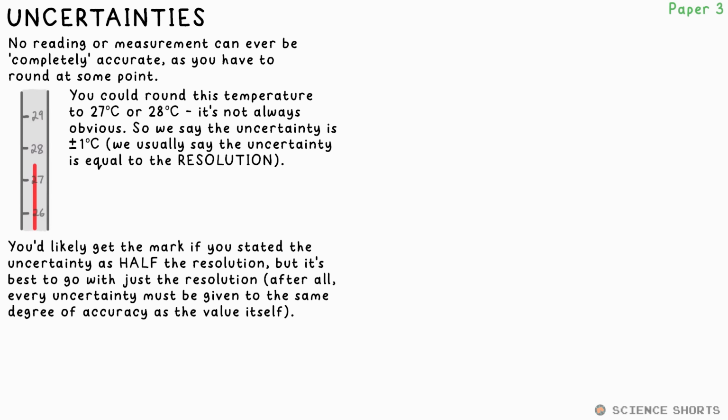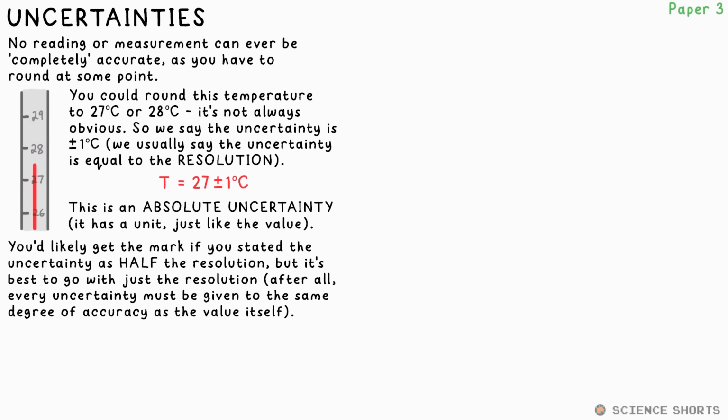In chemistry, say, you'll likely say that this temperature therefore is 27 plus or minus 0.5 degrees. Now, you will likely get the mark if you say that in a physics exam as well, but many argue, including myself, that there's every possibility that you might think the liquid is closer to 27 when it's actually closer to 28. That means the true value is not within your uncertainty. That's why most questions expect you to state the uncertainty as being equal to the resolution itself. So this would be 27 plus or minus 1 degree C.